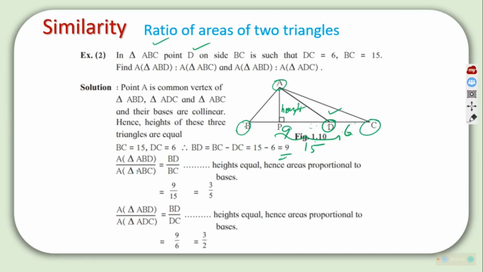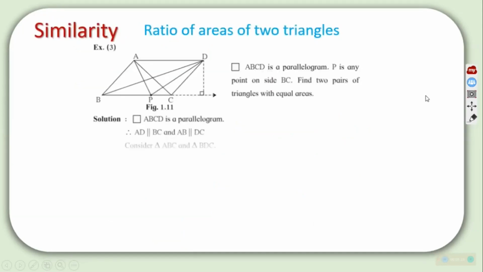Simply substitute the values. If you are comparing ABD and ABC, we know the height is equal, so the difference is in the base, so compare it. If you are comparing ABD with ADC, again the height is the same, and the difference is in the base, and you will get it. You can pause the video and replay it again and again if you want.